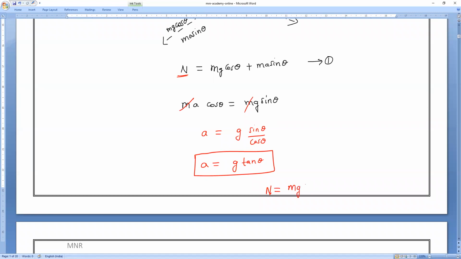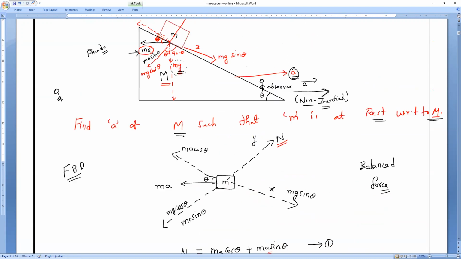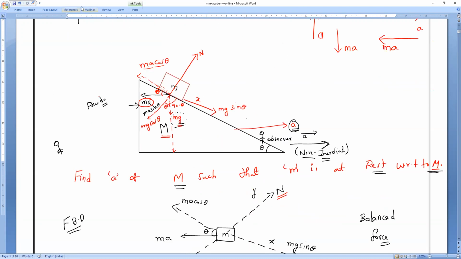Normal reaction is Mg cos theta plus M times a. What is a? a is g tan theta. So M times g tan theta into sin theta. So that is the normal reaction. This is how we have to apply the pseudo force concept on inclined surfaces. Do you all understand, everybody? Clear? Anybody having any doubt, you can tell.